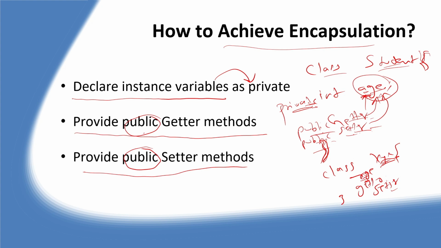So encapsulation is achieved by declaring instance variables as private. Since private variables cannot be accessed directly from outside the class, that is XYZ, we provide a public getter method to read data and a setter method to update the data, that is age.